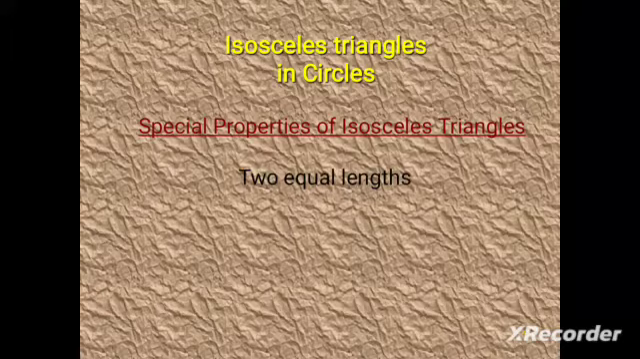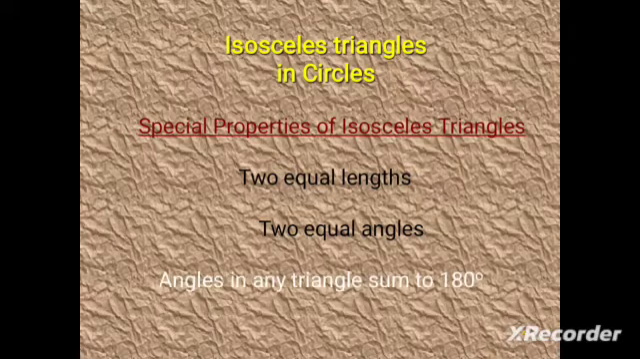So isosceles triangles have 2 of its lengths equal, 2 of its angles equal, and angles in any triangle add up to 180 degrees. So the sum of angles in any given triangle add up to 180 degrees. So these are some of the properties that are going to guide us as we try to navigate the circle and the isosceles triangles found in the circle.